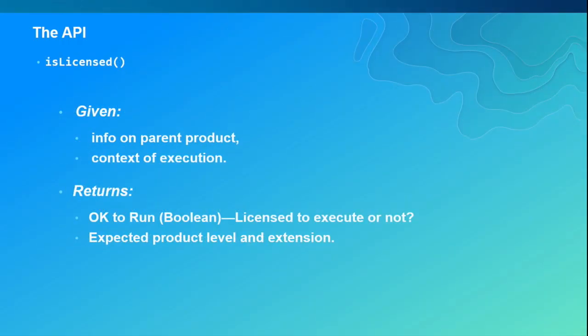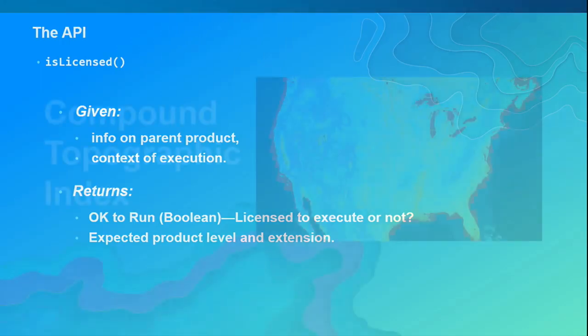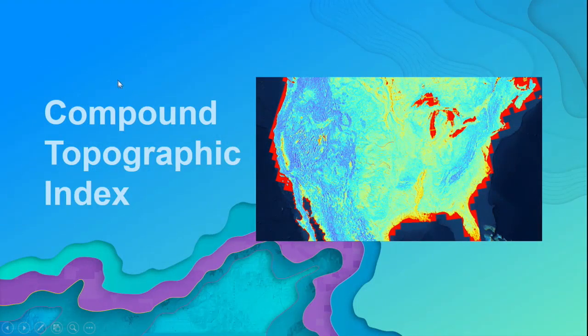IsLicensed. So with IsLicensed, we can actually crawl through licensing and make sure the user is able to run a particular function given the license level they have. So if they're at basic and they don't have Spatial Analyst and you're doing a bunch of stuff, we can actually go through and determine if the user is licensed to use it, and it'll return a Boolean whether it's okay to run it or not. So you can access stuff like product name, version, major, minor version numbers, stuff like that. And that's about it. So let's look at an example of the Python raster function.